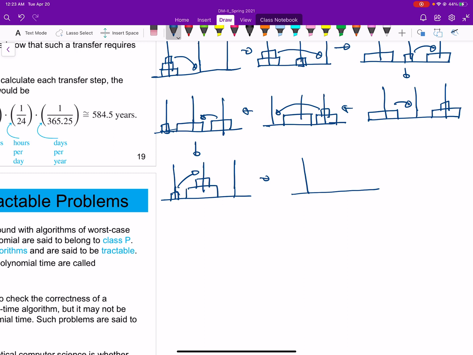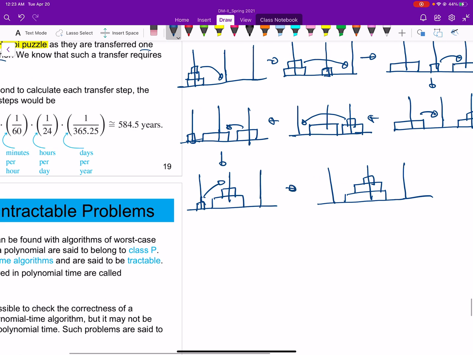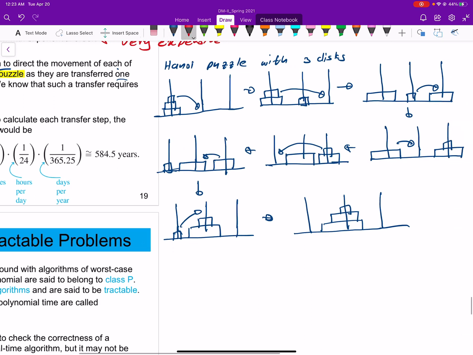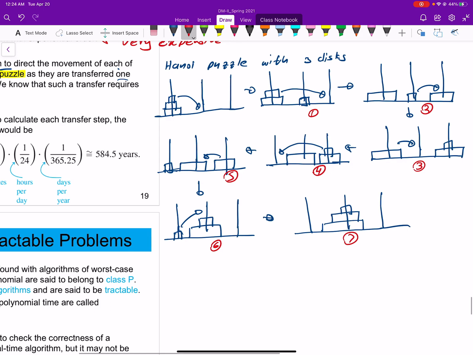Okay, the puzzle will look like this: the biggest one, the next biggest one, small one. All right, so that's how you move from one pole to another pole. So let me count how many moves. Move number 1, 2, 3, 4, 5, 6, 7, right? So there are 7 moves.